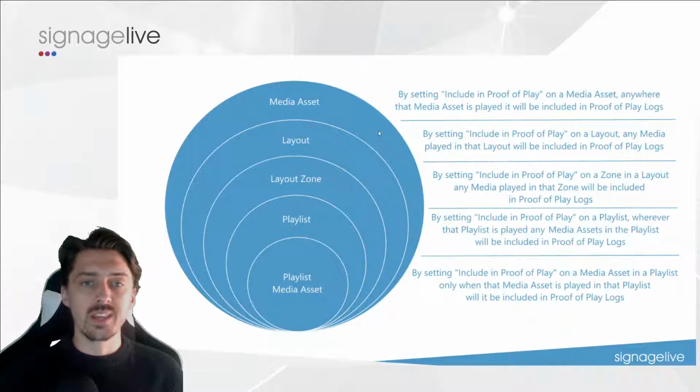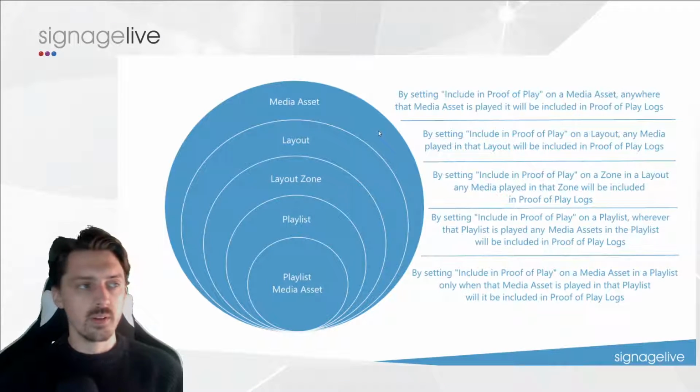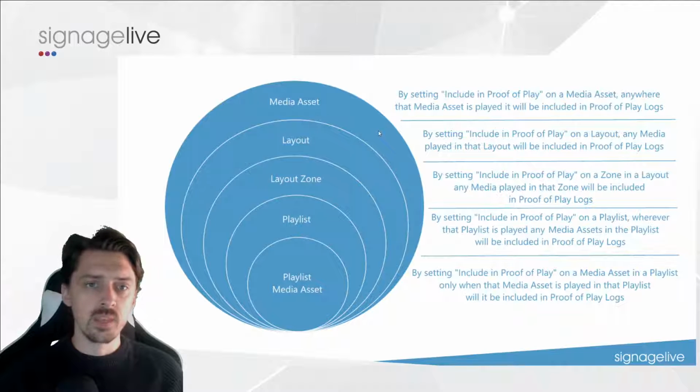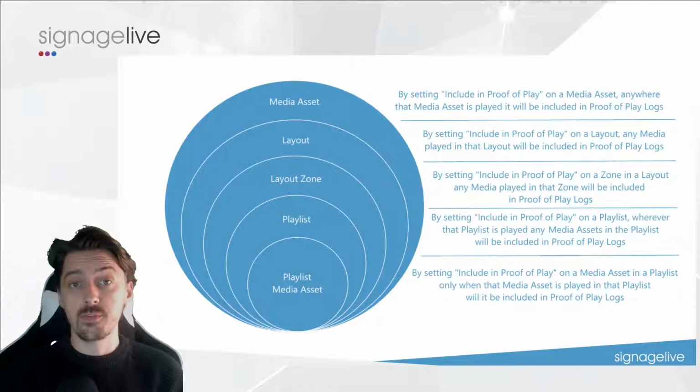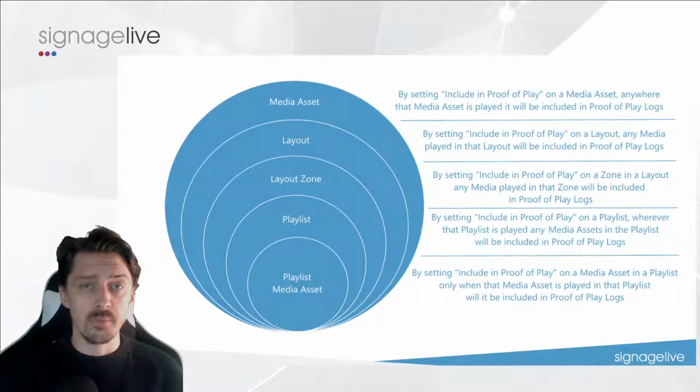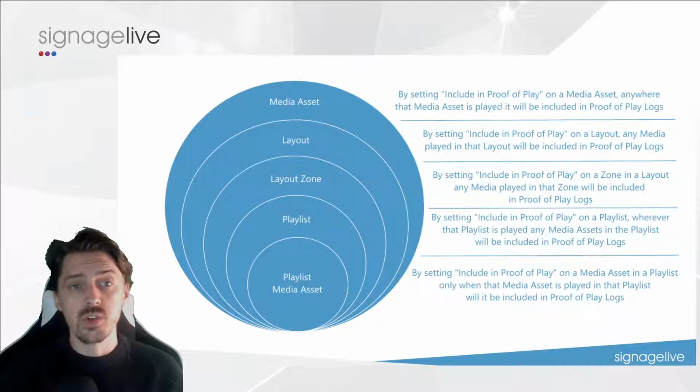So do we want to track things by media asset at the top, kind of outermost circle here? And what that basically means is if we tag a media asset and say, wherever this media asset goes, I want it to log proof of play. You can then put that media asset in multiple playlists or different layout zones or whatever combination of delivery and publishment that you want to do.